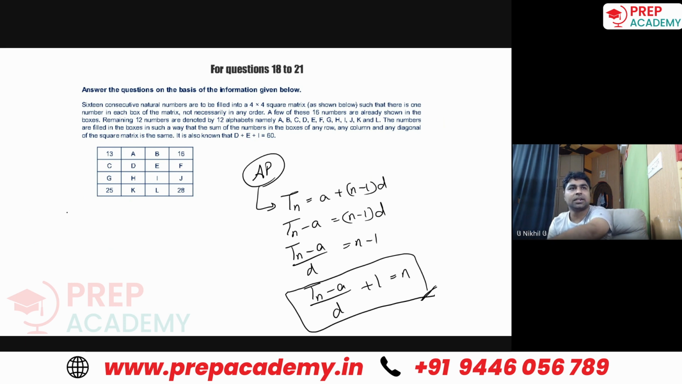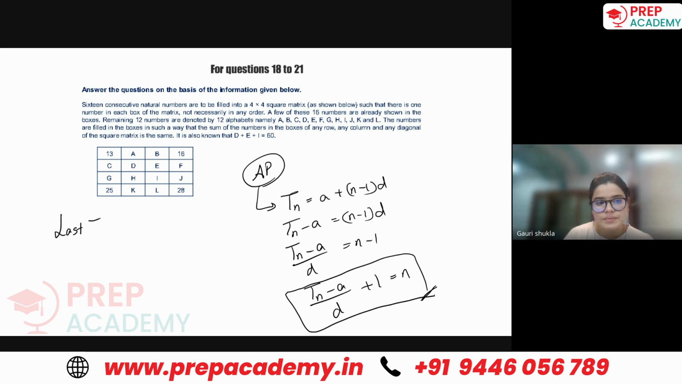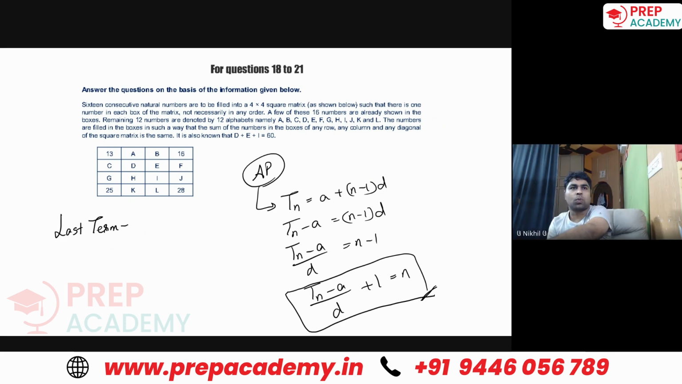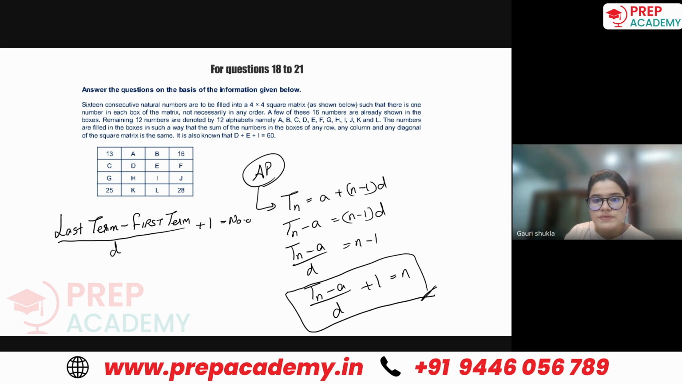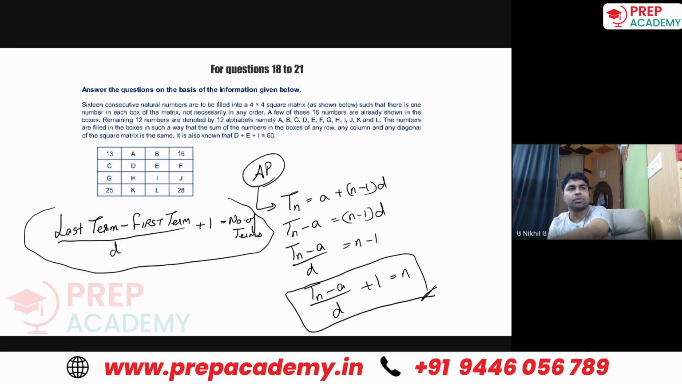What is Tn? The last term. What is a? The first term. Upon the common difference, plus 1, is equal to the number of numbers. Here, the common difference will be one only, since the numbers are consecutive. Very good. Because the common difference would be 1, the formula becomes last term minus the first term plus 1. So 28 minus 13 is 15, 15 plus 1 is 16. So these are the 16 numbers we talked about.